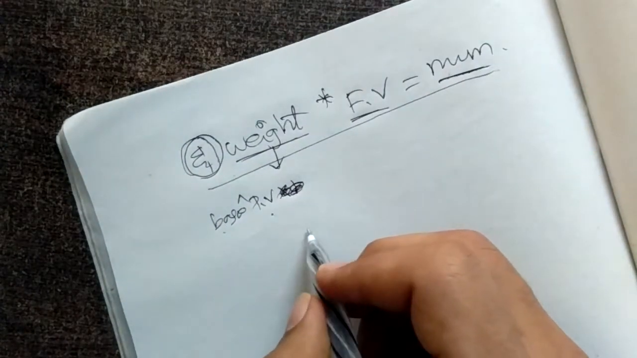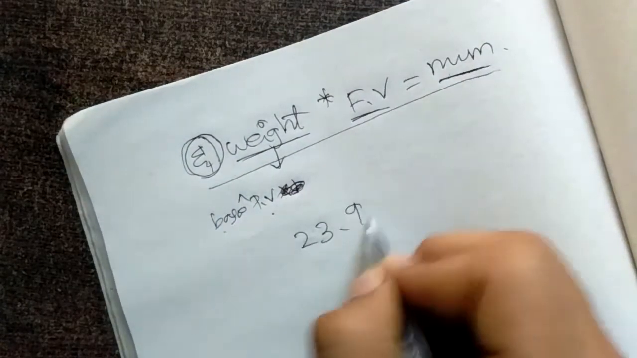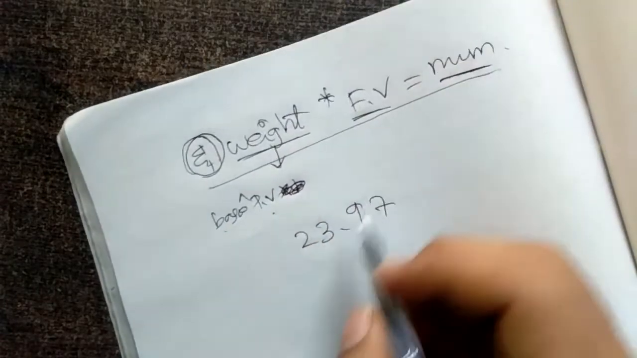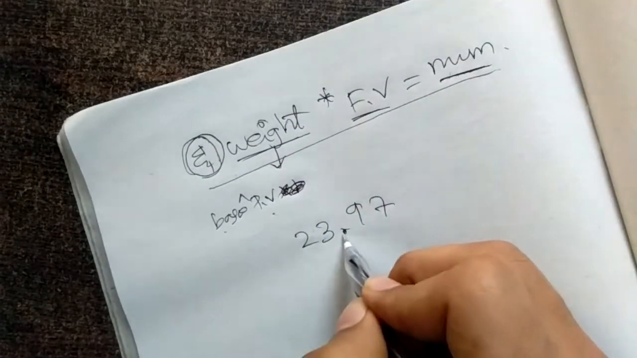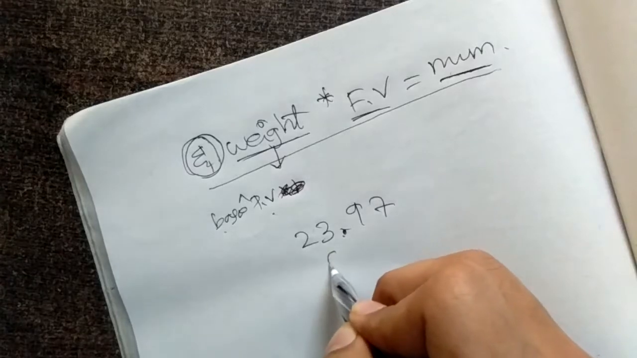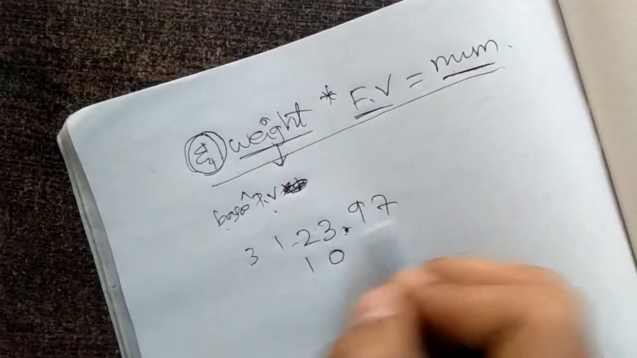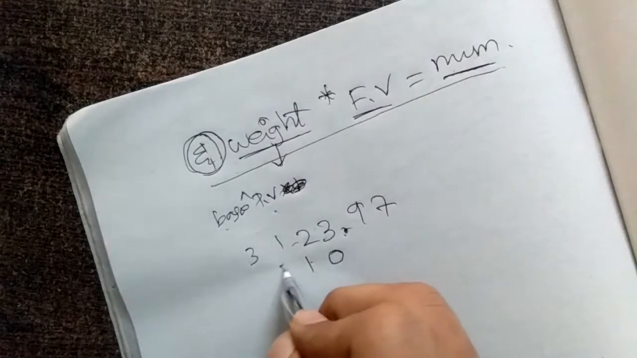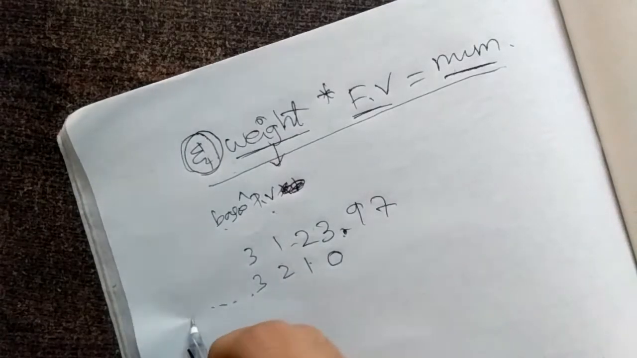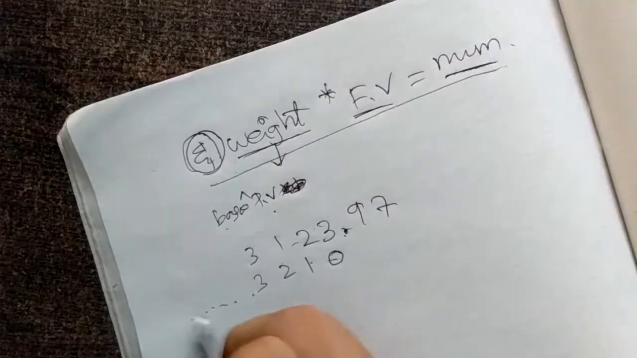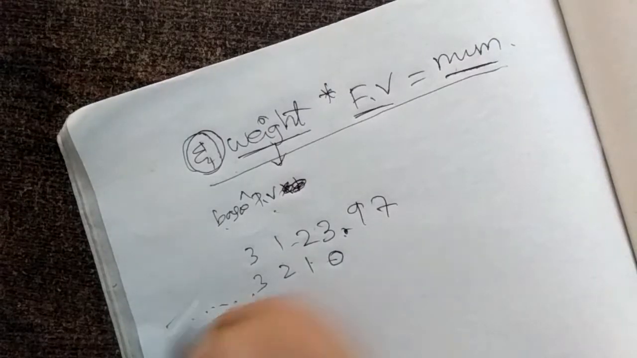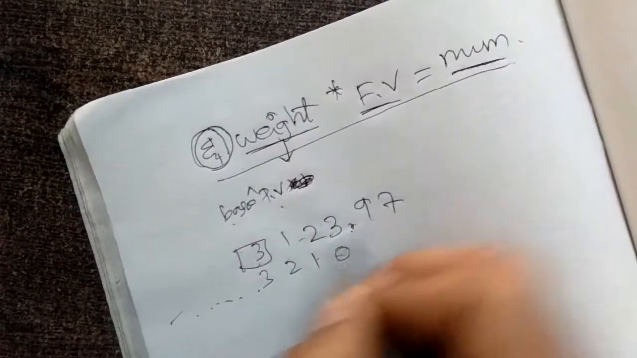So let's say I'm going to take 23.97. After the decimal point, as I said, you are going to use 0, 1. Let's say this number is 3123.97, where the digits are 1 2 3. Your position value would go on increasing from 0 to your value till the last value.